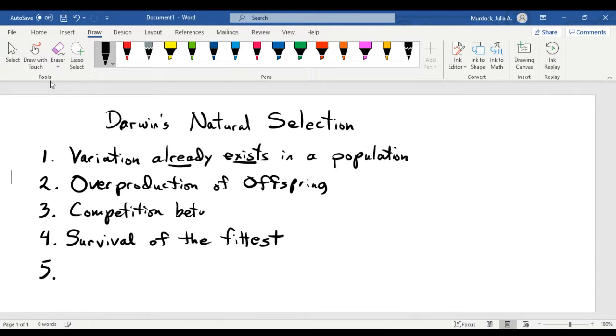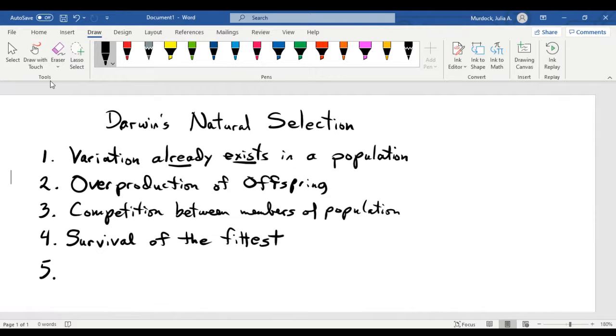Between members of a population. There's too many mice born in any one generation to all be able to survive, right? So they're competing with each other. Who's going to get picked off by the hawks and who are not?